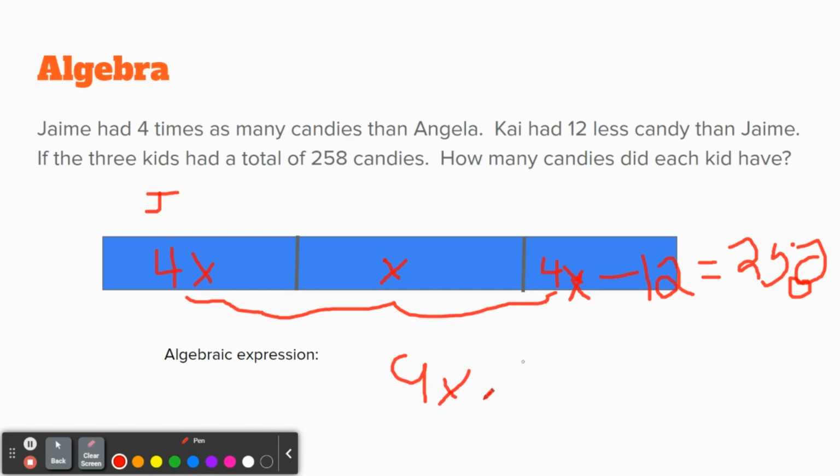And we're going to subtract 12, and that equals 258.